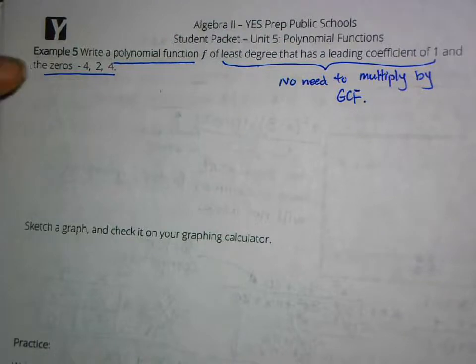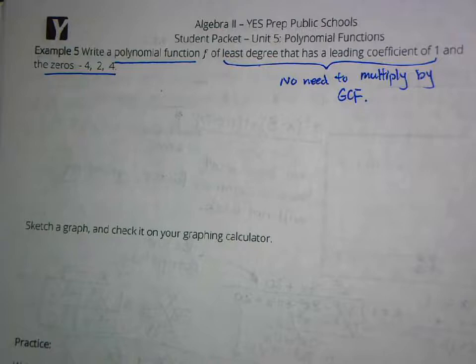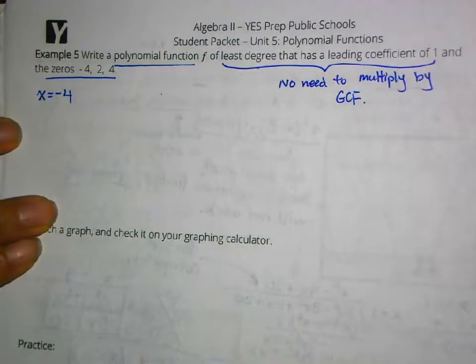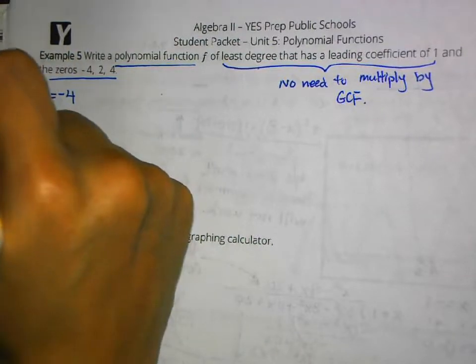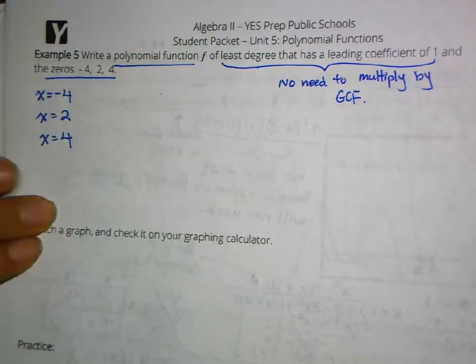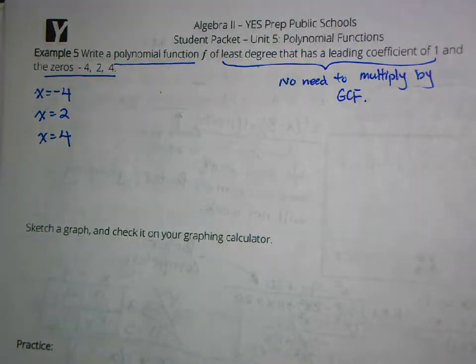I know that my zeros are -4, 2, and 4. I'm going to list that out as x equals -4, x equals 2, and x equals 4. So now we're working backward. We have the answer. Now I want to go for the factor.